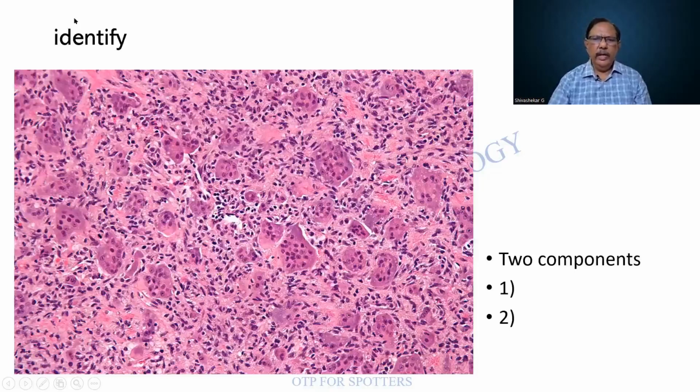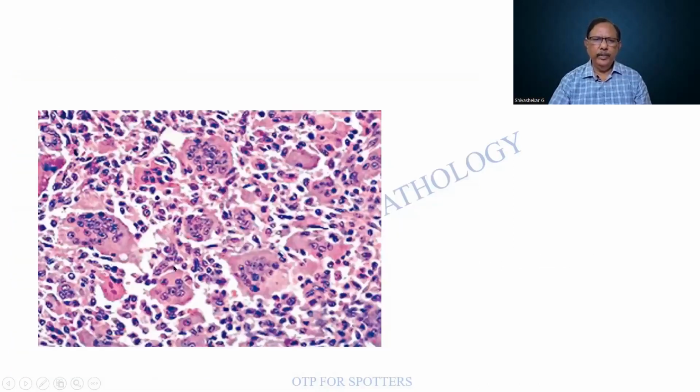In this one, I am able to see multiple giant cells. So they are spaced at regular interval. And the second component is, look at these smaller cells. They are spindle shaped. They are the stromal cells. So there are two components in this tumor. This is the first one. Large multinucleated osteoclast-like giant cells, central nuclei. And the periphery will be smaller cells, round to spindle shape. They are the tumor cells.